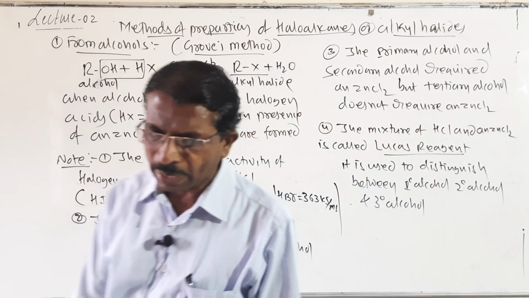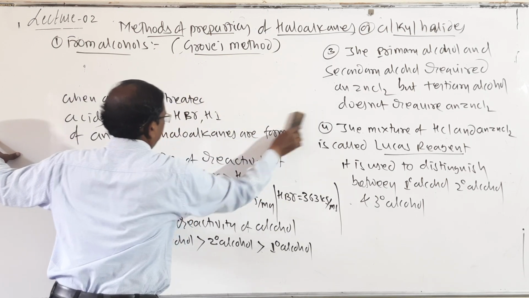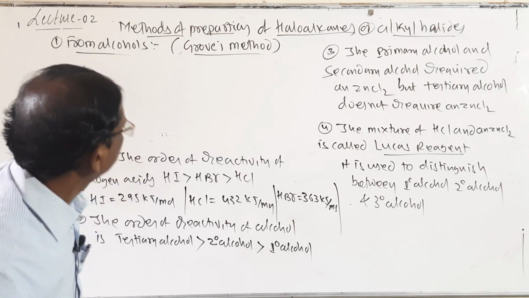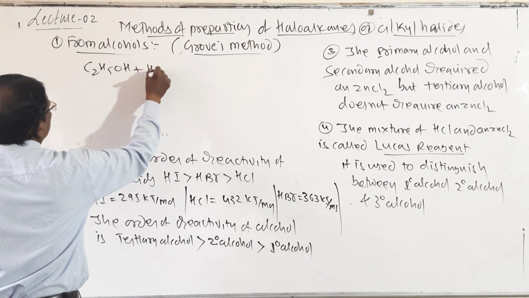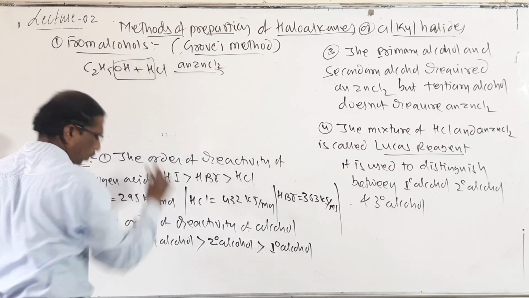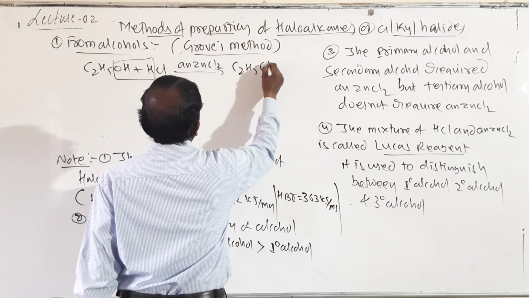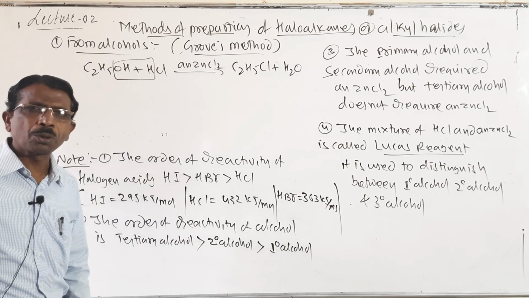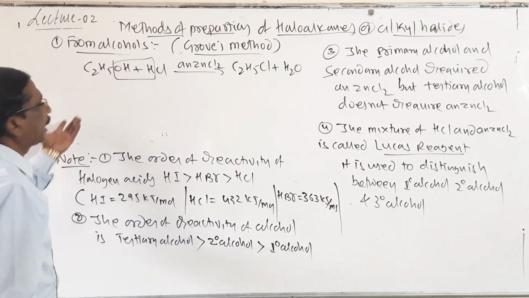Look here, I will write the example here. I will take ethyl alcohol, C2H5OH plus HCl in presence of anhydrous zinc chloride. Water is removed, and then it forms C2H5Cl plus H2O. You may take any example, R is equal to CH3, C2H5, C3H7, etc. Or you may write methyl alcohol.